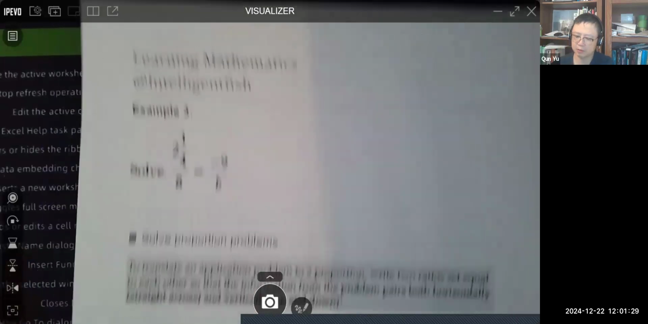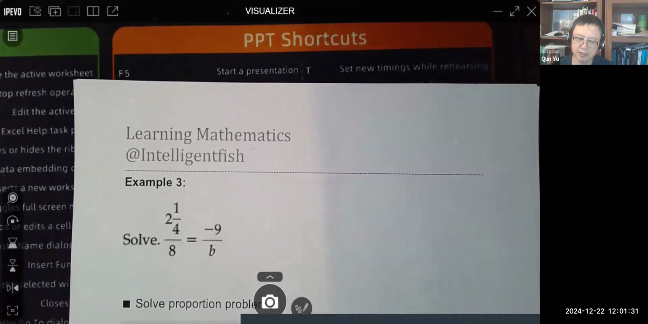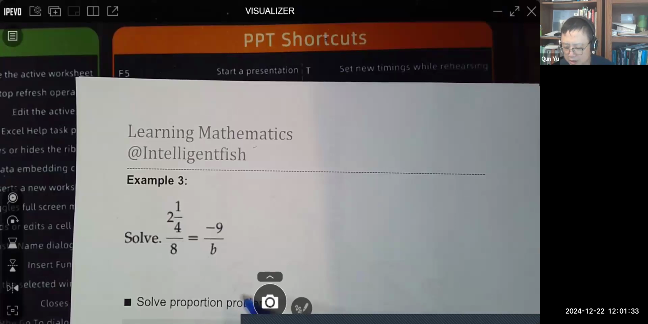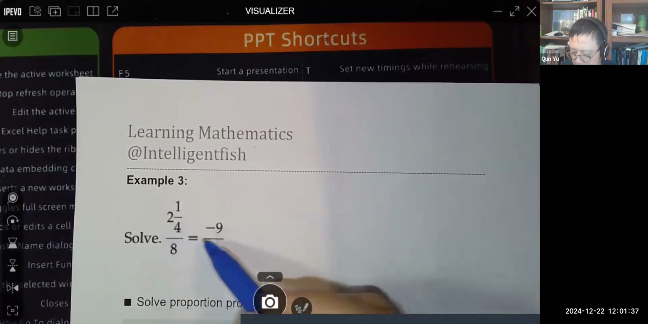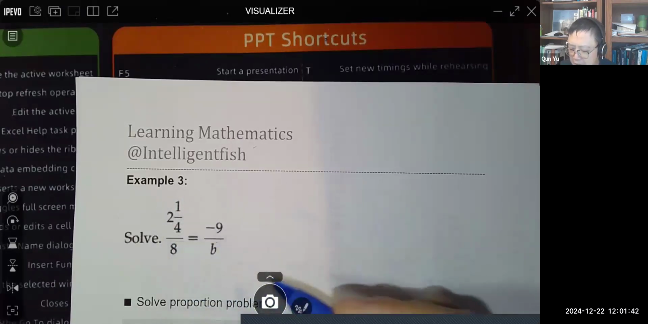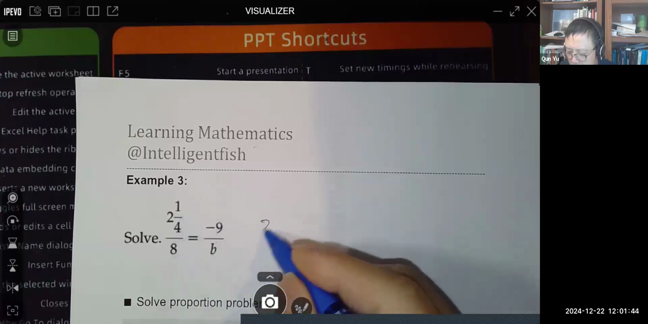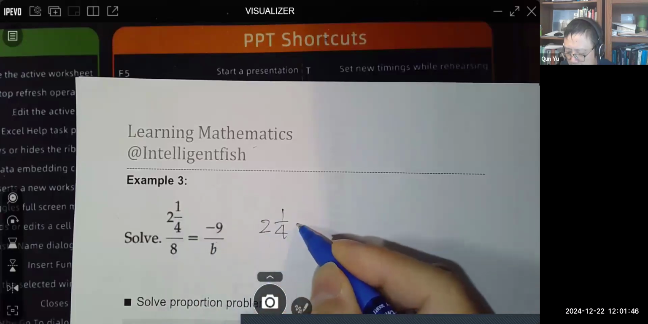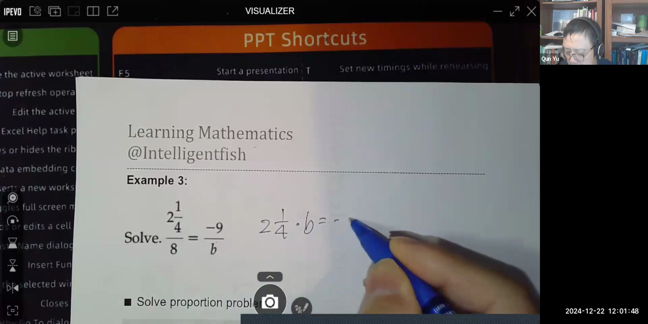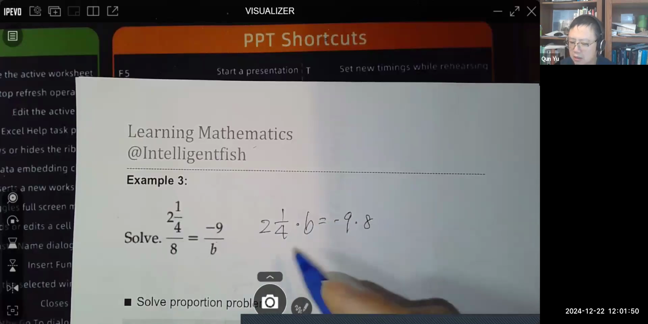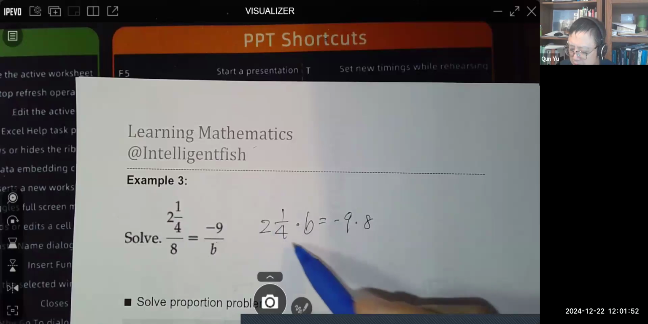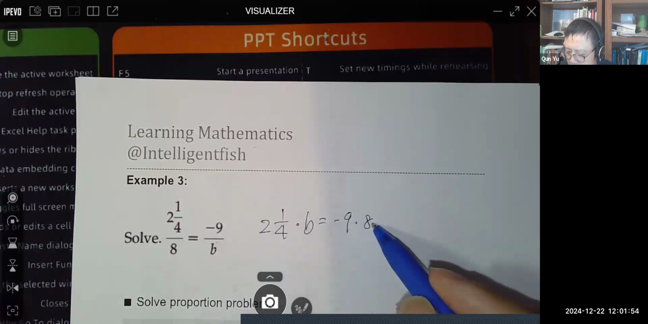Now another one, same question, solve the unknown variable in a proportion. So this is our unknown variable. This is still a proportion. We have 4 parts, 4 fractions on each side, right? Now cross multiplication, 2¼ times b equals -9 times 8. So apparently this is a mixed number, and this is going to be -72.